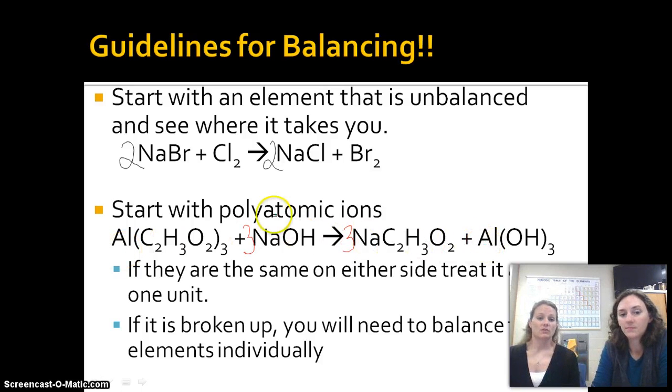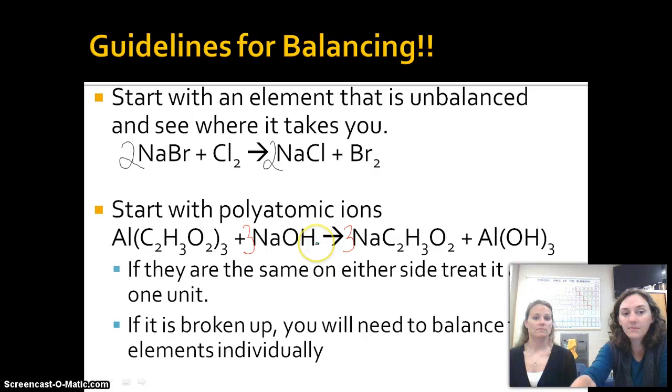The next thing we've got to check is our H's and O's. We've got 3 H's and 3 O's on the left, and 3 H's and 3 O's on the right due to our parentheses with the hydroxide. Because it's a hydroxide over here and a hydroxide over here, you can treat it as one unit. But sometimes, if the second part of your polyatomic is broken up, you'll need to balance the elements individually. Sometimes you'll have a hydroxide on one side and water on the other, so then you need to do them individually.